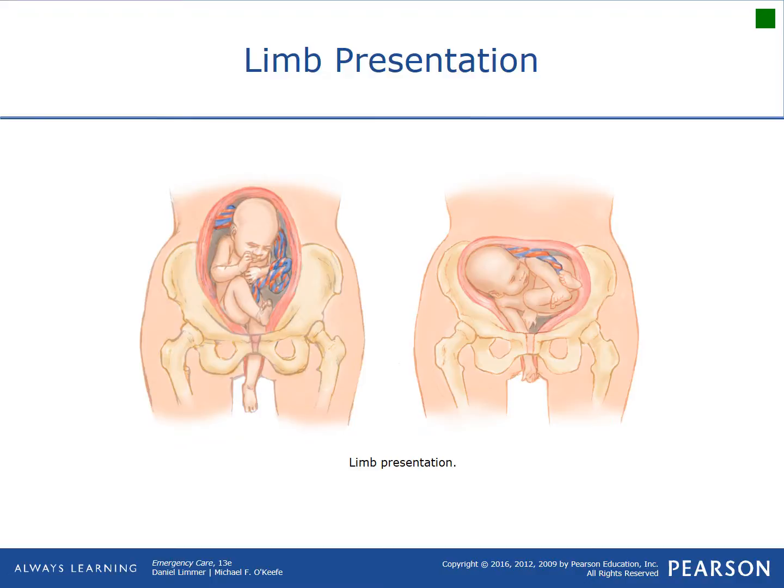You can see here in this picture of the breech presentation with the limbs, feet hanging out one way or the arm out the other. A lot of times in these kinds of deliveries, they're going to end up being a C-section delivery. They'll go in and do surgery, open up the mom, and pull the baby out through the belly.